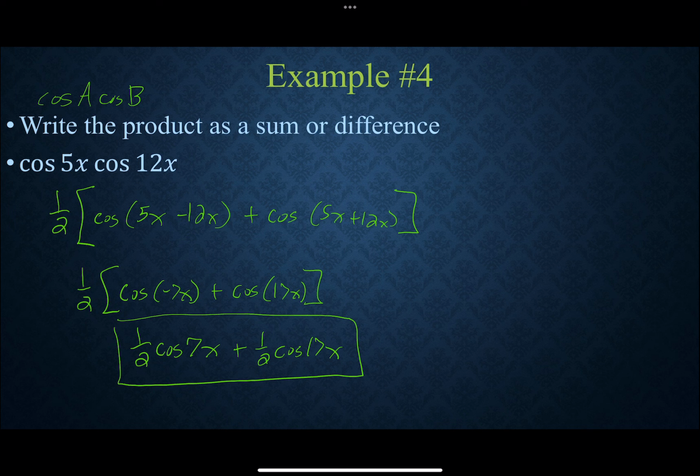All right, so that is our product to sum identities. Nothing too crazy right there. Simple substitute into it. As long as you're careful with your negative angle identities for when that occurs, because you're doing A minus B, that's going to occur statistically half the time. You just got to watch out.